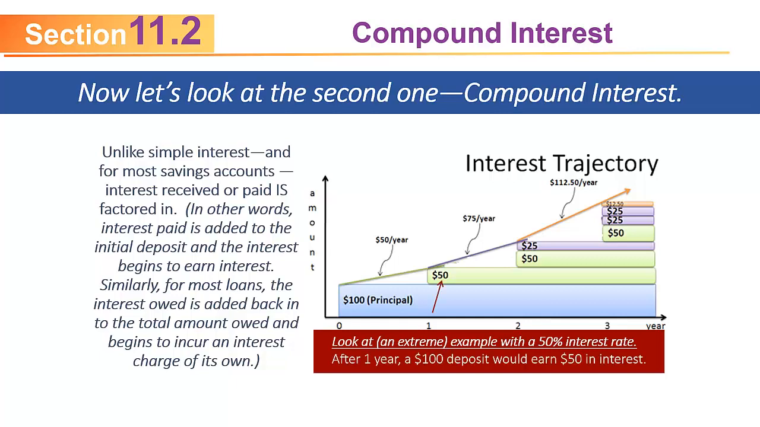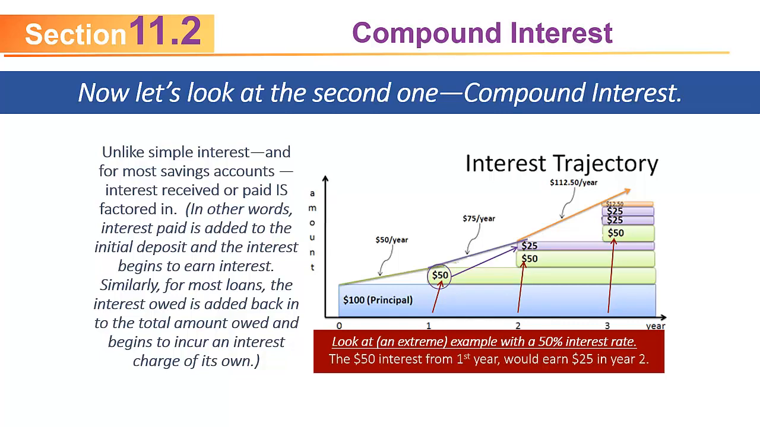You can see what happens. In the first year, if you put in $100 and left it for a year, at 50% interest, you would earn $50 at the end of the first year. At the end of the second year, you'd earn another $50, and at the end of the third year, that $100 would earn yet another $50. So far, it's just like simple interest, but here's where it differs.